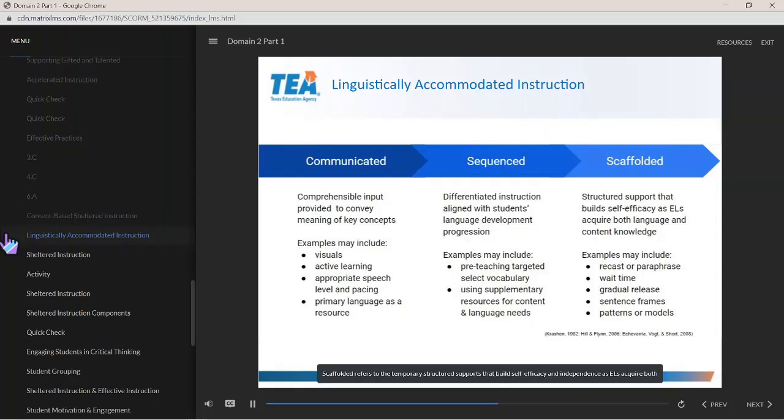Scaffolded refers to the temporary structure supports that build self-efficacy and independence as ELs acquire both language and content knowledge. These scaffolds may be oral, instructional, or procedural. Examples may include orally recasting or paraphrasing content, providing wait time for students to respond, as in I do, whole class, we do, in groups, to you do, individually. Providing sentence or paragraph frames and patterns or models students can use to help them participate during instruction.